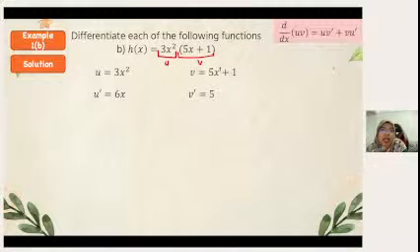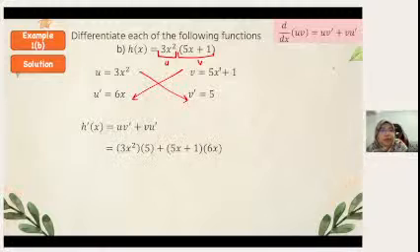And then of course, we have to use the product rule, u v prime plus v u prime. So always remember, you have to cross them. Okay, so what will happen is that we are going to have 3x squared multiplied with 5, plus 6x multiplied with 5x plus 1. So 3x squared multiplied with 5, plus 5x plus 1 multiplied with 6x.